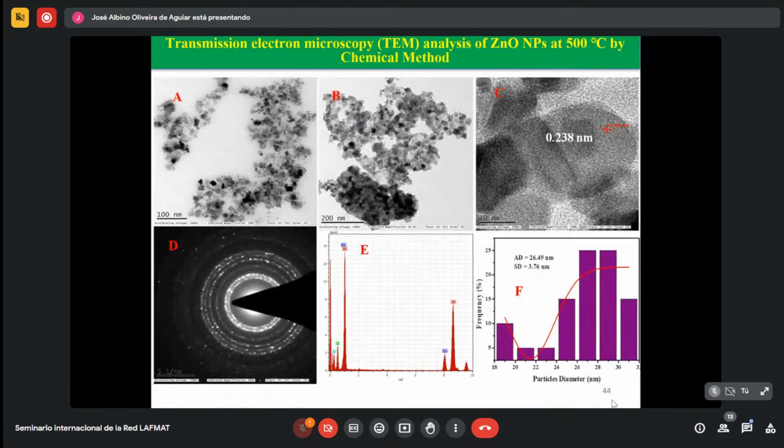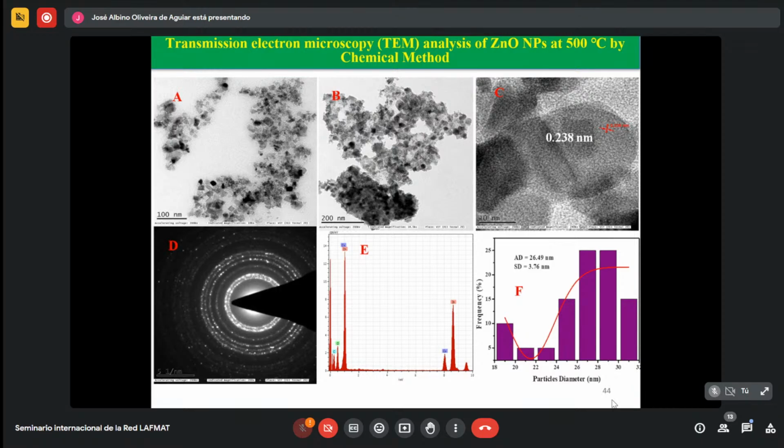This is the TEM analysis of zinc oxide nanomaterial at 500 degrees by the chemical method. While looking at the chemical method, it is square type. We can see the square type here. But in the case of the green method, it is spherical in nature. The morphology changes because of the chemical method. It strongly influences the morphology of the material.